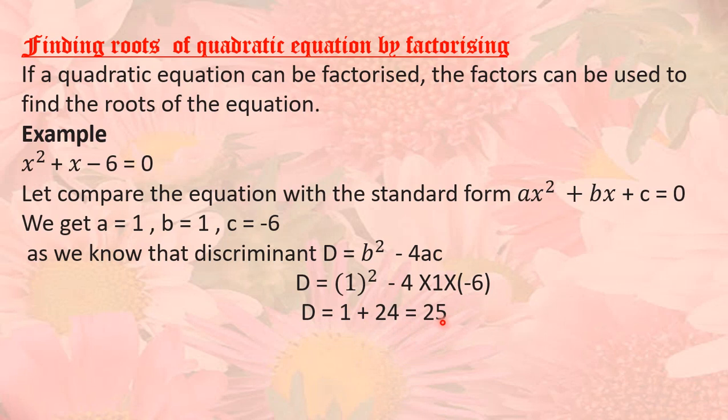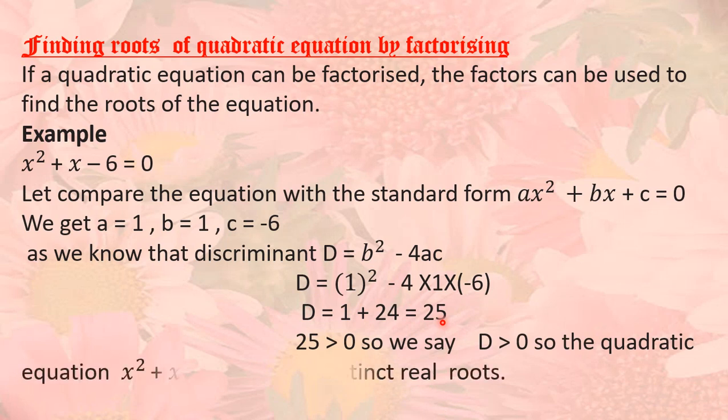Now here what we are getting, the discriminant D is equal to 25, that means this 25 is greater than 0. So we can say discriminant D is greater than 0, so the quadratic equation has two distinct real roots. When the discriminant is greater than 0, the equation has two distinct roots. When the discriminant D is equal to 0, the equation has two real but equal roots, and if D is less than 0, that means the value of D is negative, then the equation has no real roots. So we get here that the equation has two distinct real roots.